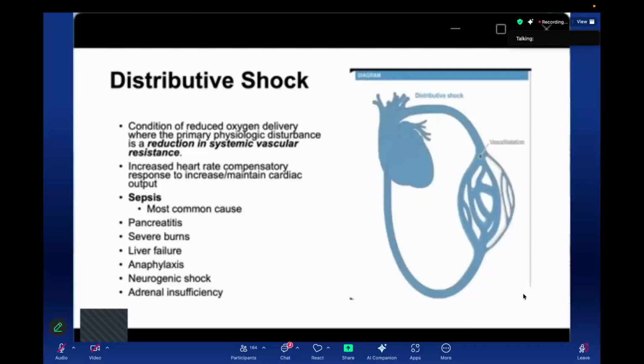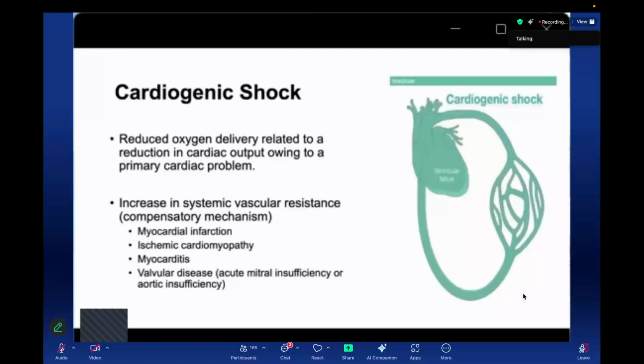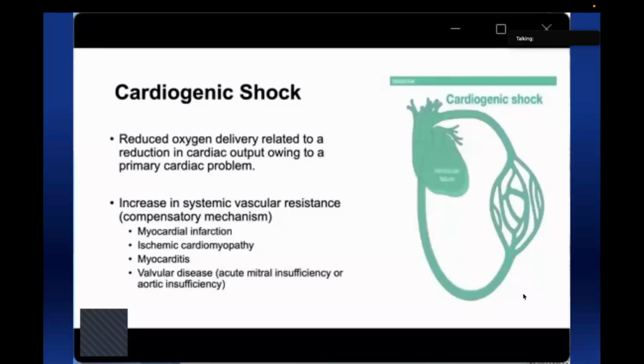Others are shown here. In cardiogenic shock, there is a reduced oxygen delivery related to a reduction in your cardiac output owing now to a primary cardiac problem. There is increase in your systemic vascular resistance as a compensatory mechanism, and it's seen in the following condition.